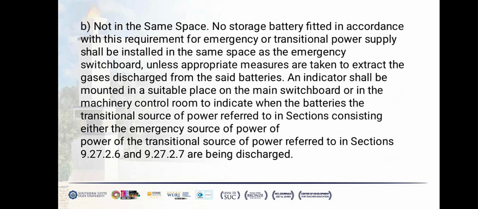B. Not in the same space. No storage battery fitted in accordance with the requirement for emergency or transitional power supply shall be installed in the same space as the emergency switchboard, unless appropriate measures are taken to extract the gases discharged from the said batteries. An indicator shall be mounted in a suitably placed position on the main switchboard or in the machinery control room to indicate when the batteries, the transitional source of power, or the emergency source of power are being discharged.